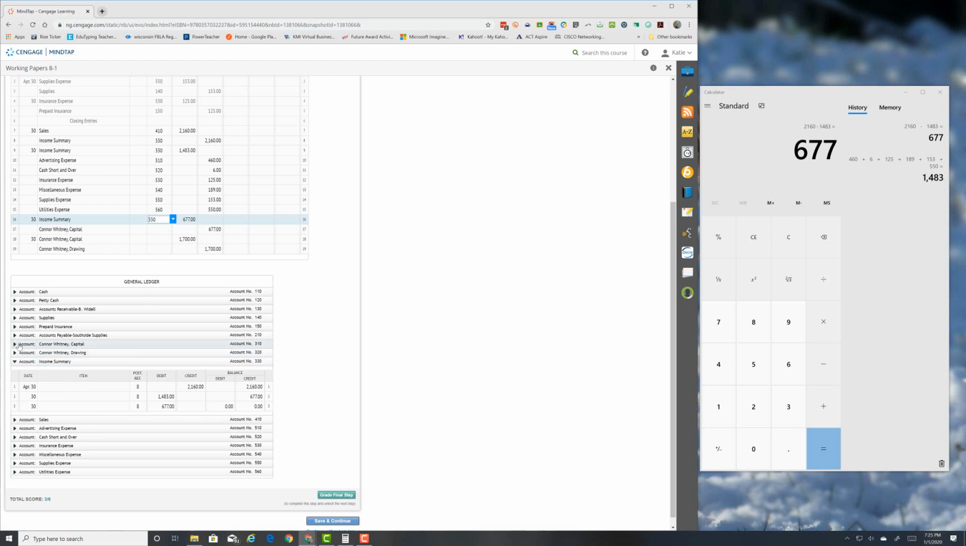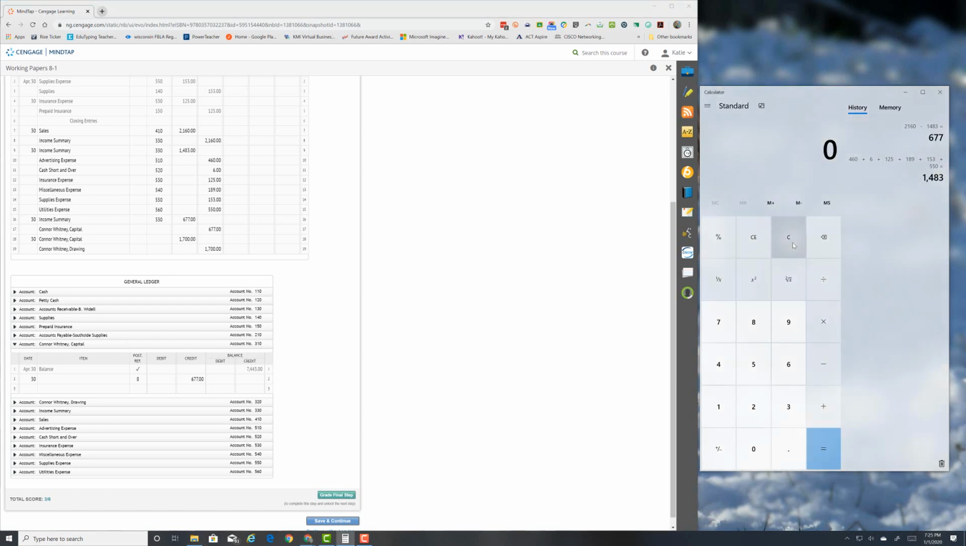Now I'm going to go to Connor Whitten Capital. Date is the 30th, post reference is 8, and I'm going to credit it $677. Again, this was a net income. So I'm going to go over here to my handy dandy little calculator. My beginning balance was $7,443, and I'm going to add to it $677 for this fiscal period. So the new balance for Connor Whitten Capital is $8,120. Account number 310 goes right back up here.